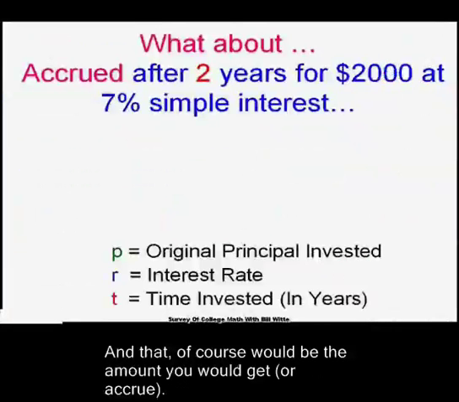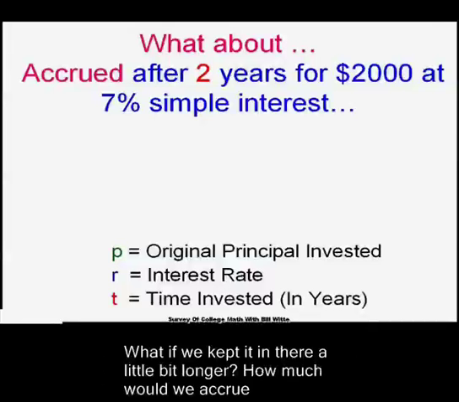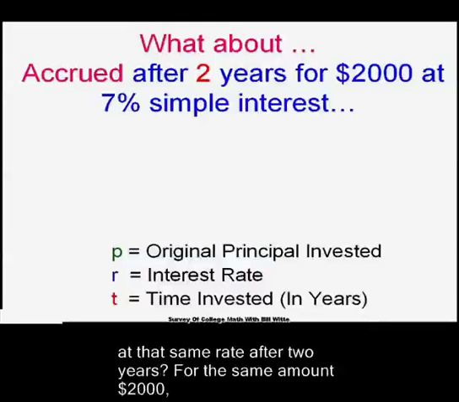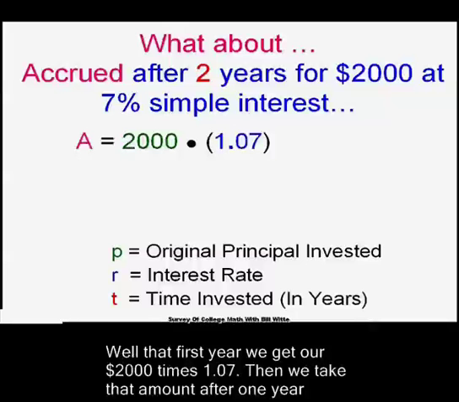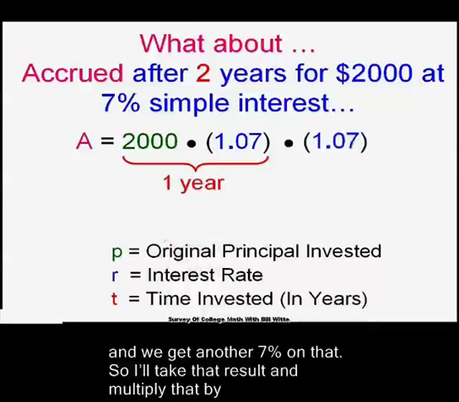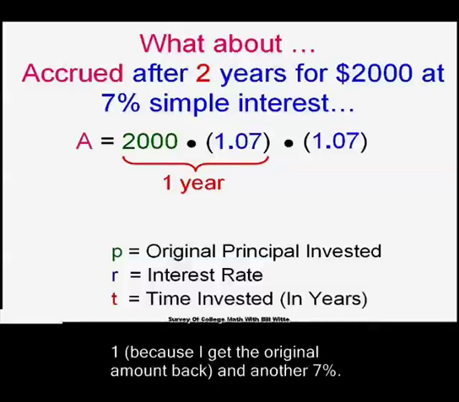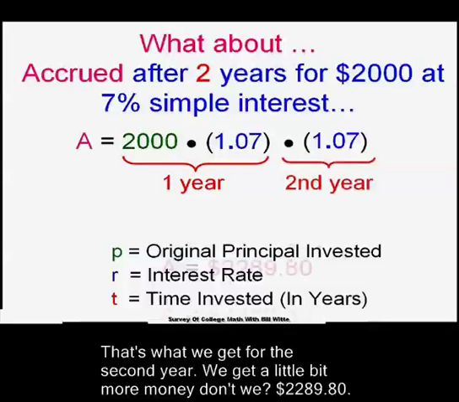Are you pondering what I'm pondering? Well, what if we keep it in there longer? We're starting to make a little bit of money. How much would we accrue after 2 years for the same amount of money, $2,000? We're not putting any more in. We're just going to start with $2,000 at the same interest rate, 7%. Well, we're going to get the first year, our $2,000 times 1.07. Then we're going to take that amount after 1 year, and we get another 7% on that. So I'm going to multiply that by 1 because I get the original amount back, and 0.07. So that's what we get for the second year. Get a little bit more money, don't we? $2,289.80.